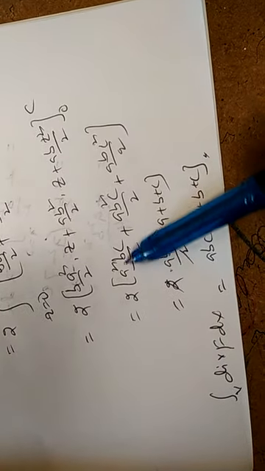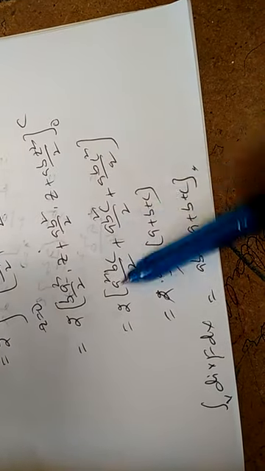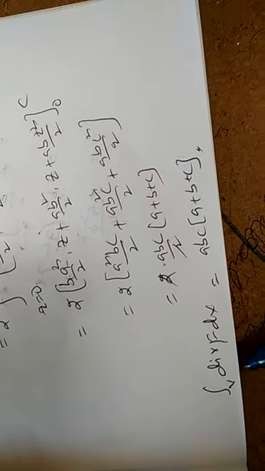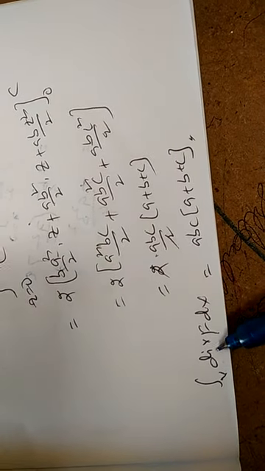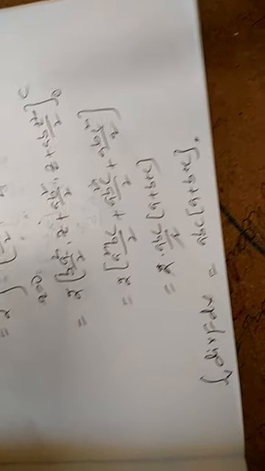LCM 2, then 2 cancel, then common ABC in each term. Here we have remaining A, remaining B, remaining C. Then on the RHS we have integral over V of div F dV equal to ABC into (A plus B plus C). Okay. Now let's go for the LHS.